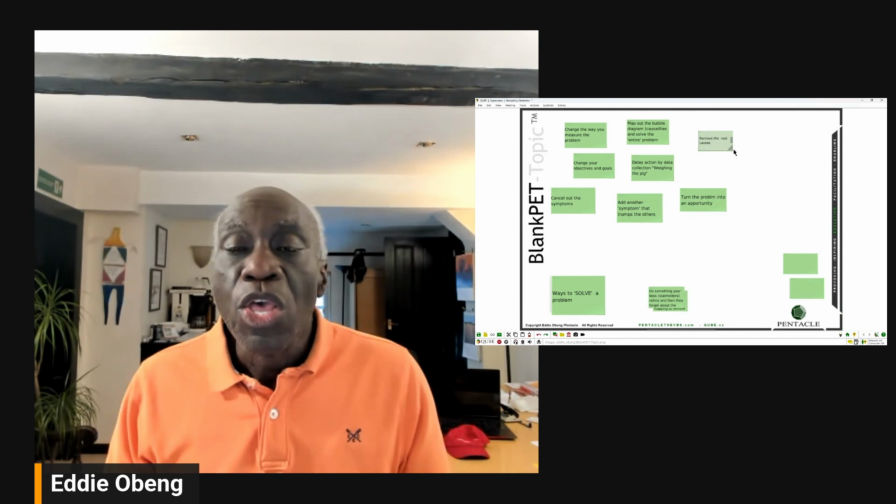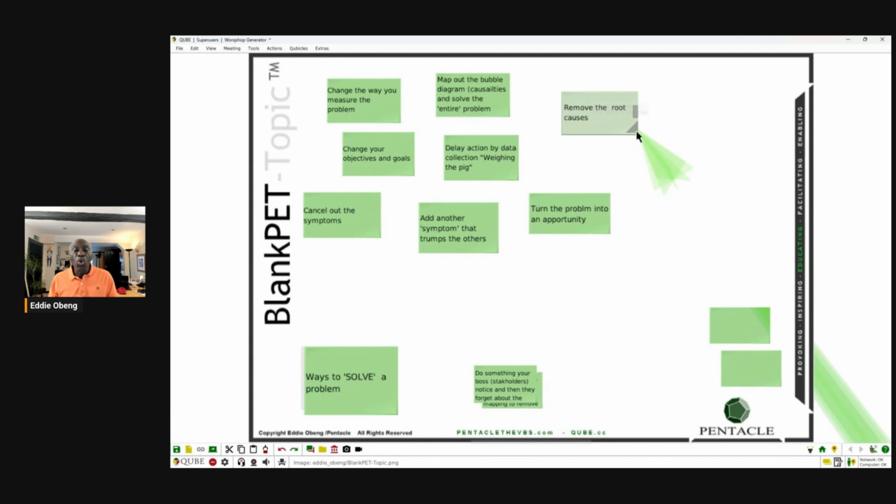You can actually remove the root causes, especially if you've done a bubble diagram. You close the window, whatever it is, you find out what the root cause is, and usually there's more than one, and you deal with all of them, not just one of them.